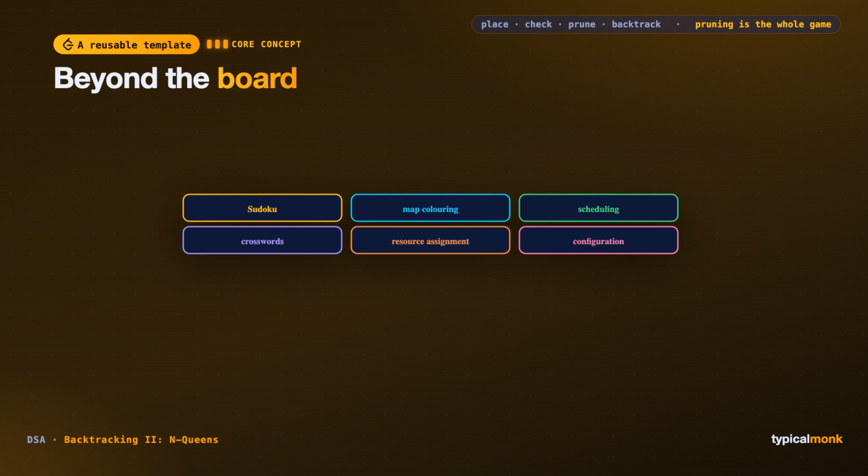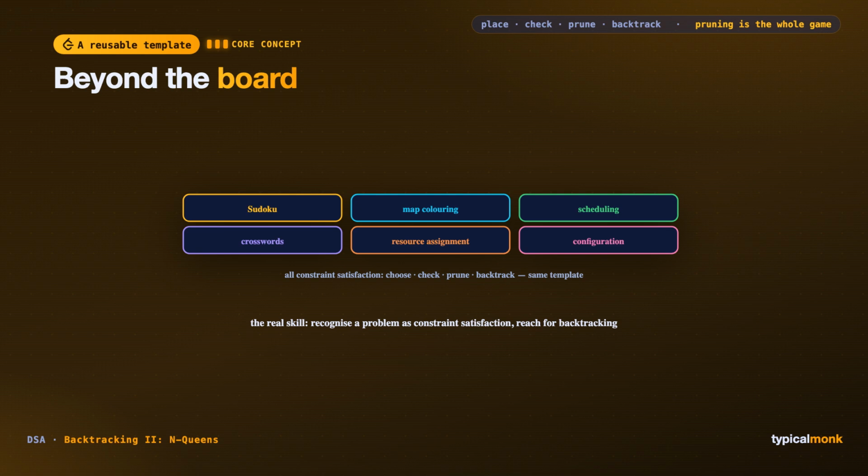Build the arrangement one choice at a time. Check the constraints at each step. Prune the instant a rule breaks, and backtrack to try alternatives. This is why n queens is a staple of every algorithms course.